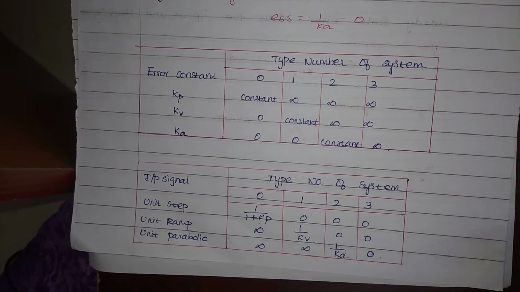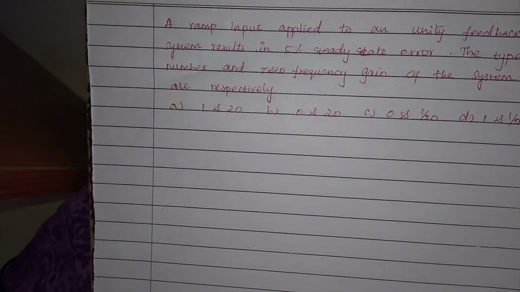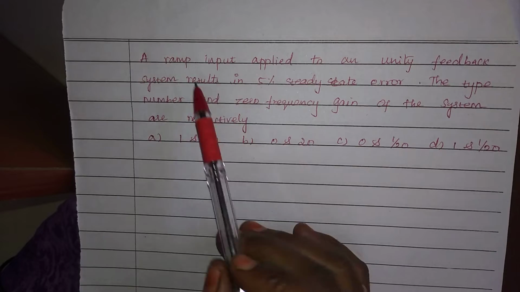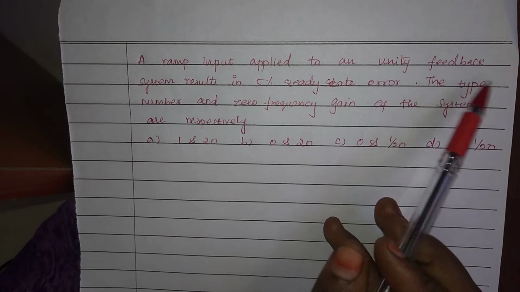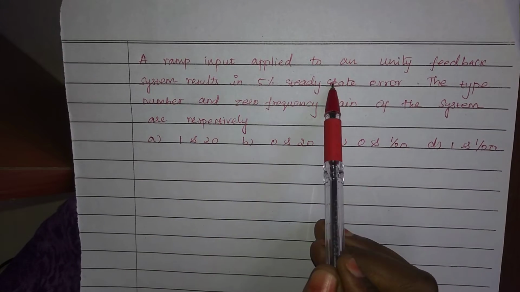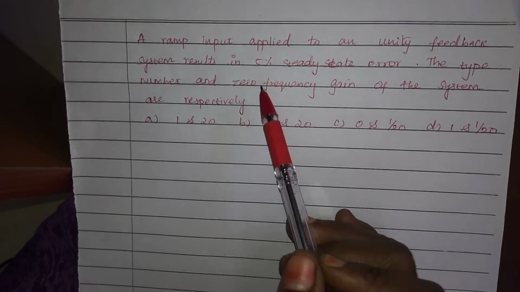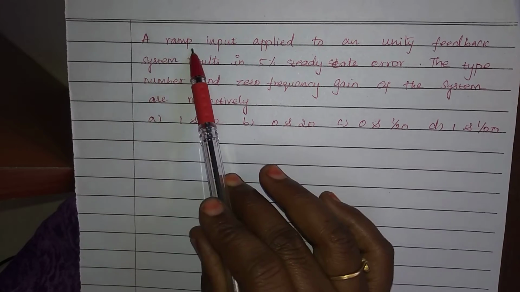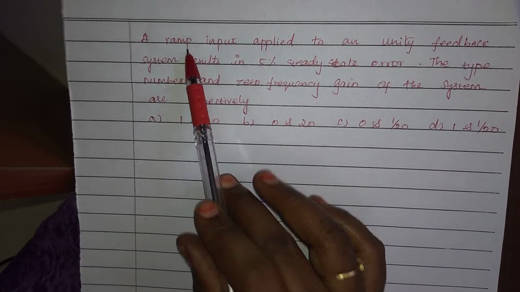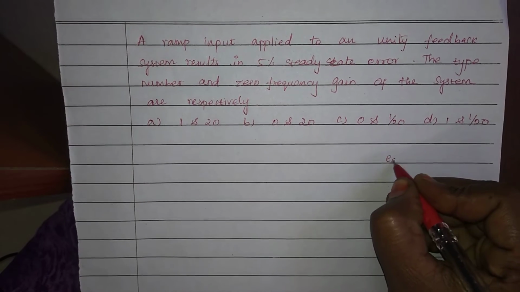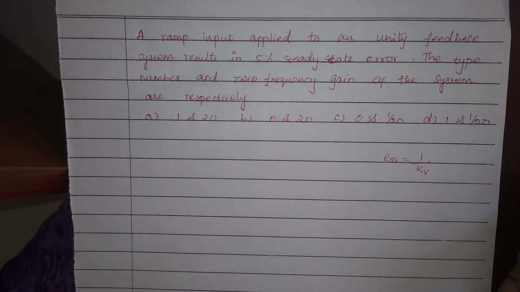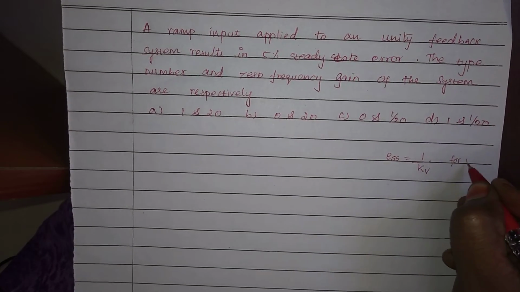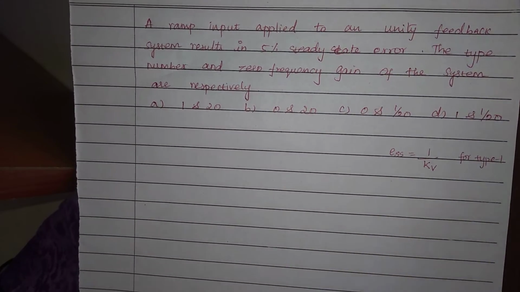Okay. Now we are going to solve one question. This is one of the GATE questions. A ramp input applied to a unity feedback system results in 5% steady state error. The type number and zero frequency gain of the system are respectively. Okay, here the input is unit ramp. So when the input is unit ramp, we know the formula ESS equals 1 divided by Kv, for a type 1 system.